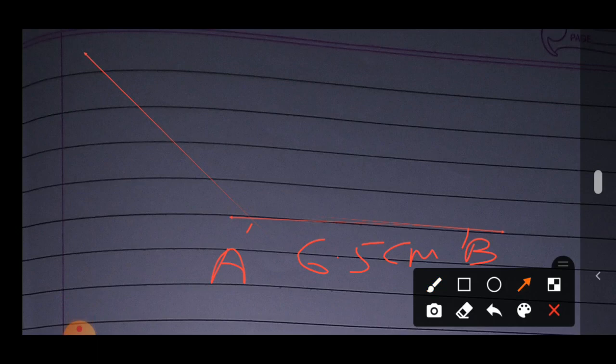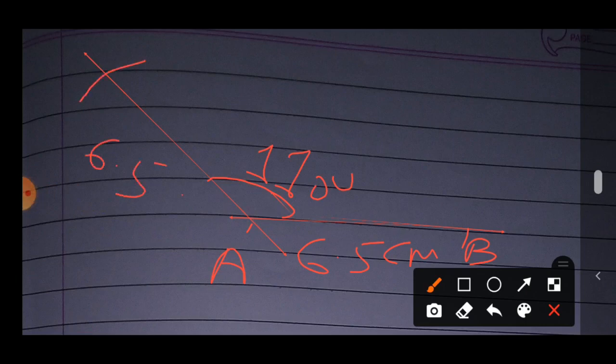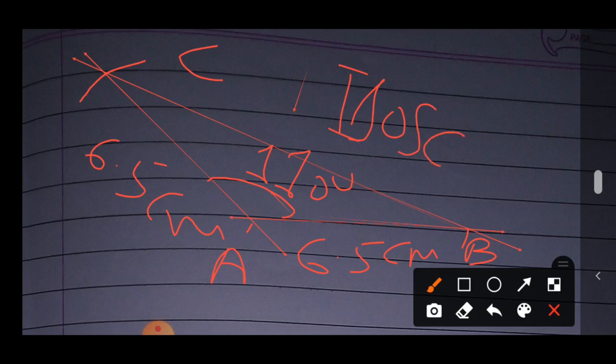This is the angle of 110 degree. One arc on this angle of 110 degree. Suppose it is the arc of 6.5 centimeter. AB equal to 6.5 centimeter, AC equal to 6.5 centimeter, and angle A equal to 110 degree. This is the isosceles triangle.